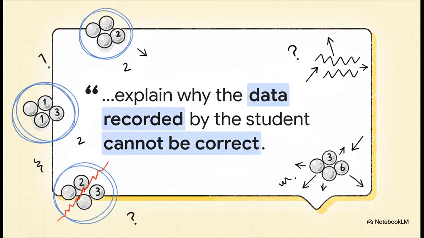And this is exactly the point the source material hammers home. Because charge is quantized, because it can only exist in those specific packets of 1.6 times 10 to the minus 19, the student's result of 1.1 is, well, it's physically impossible. You literally can't have a fraction of an elementary charge. So something in their measurements must be wrong.